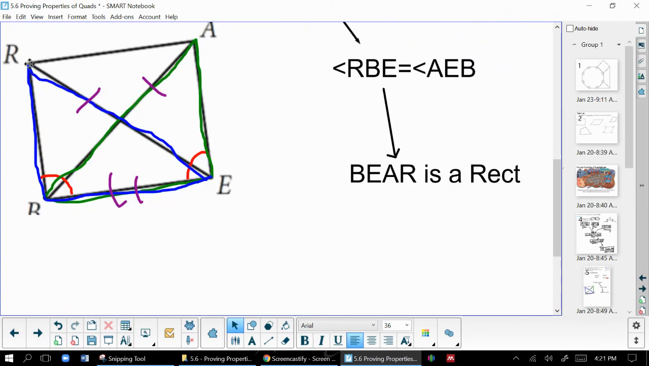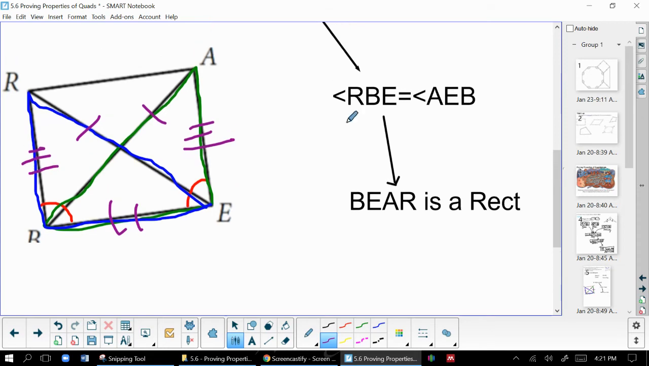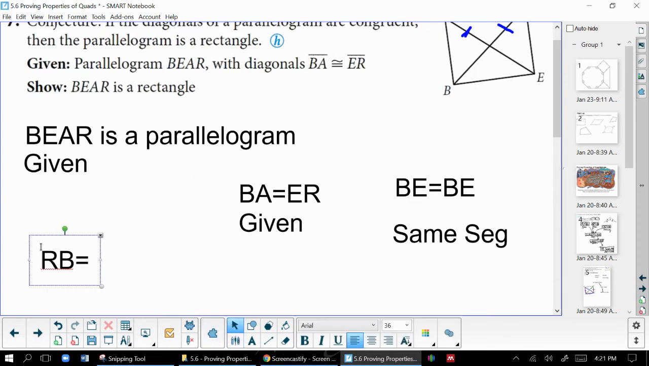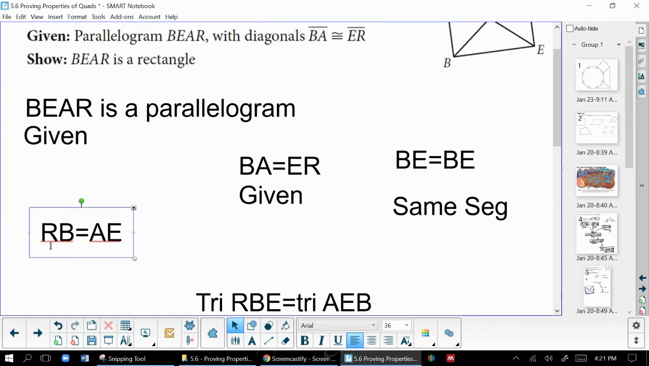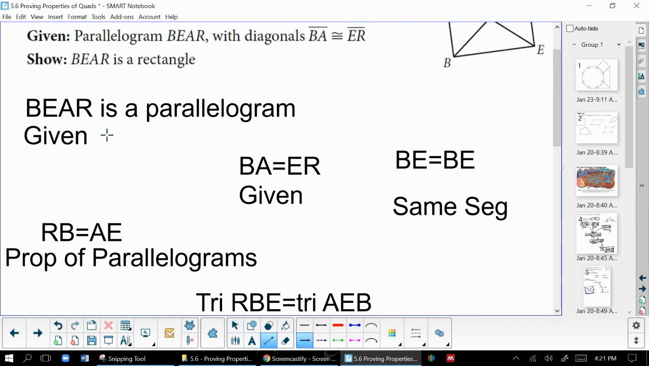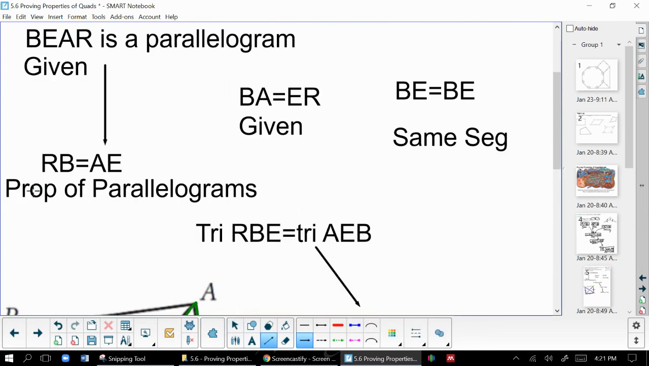So we know that BR is congruent to AE. And that's just because this thing is a parallelogram, and that is something that we know is true about all parallelograms. So we're going to add that in. RB is congruent to AE, and I'm just going to put that that is a property of parallelograms as my reason. That is coming directly from the fact that it is a parallelogram, and then those three things together tell me that the triangles are congruent.